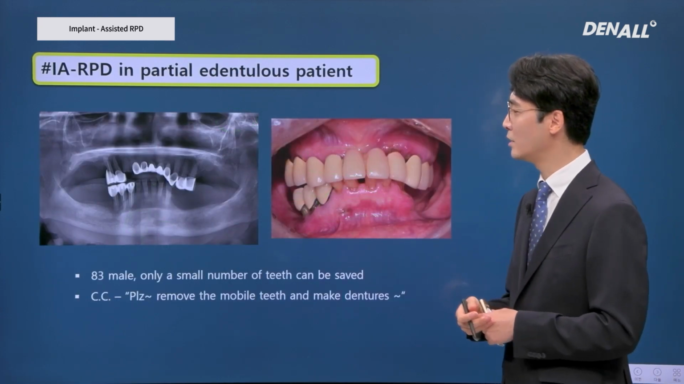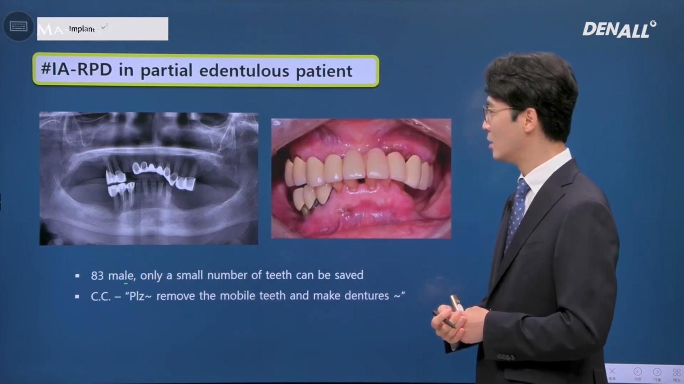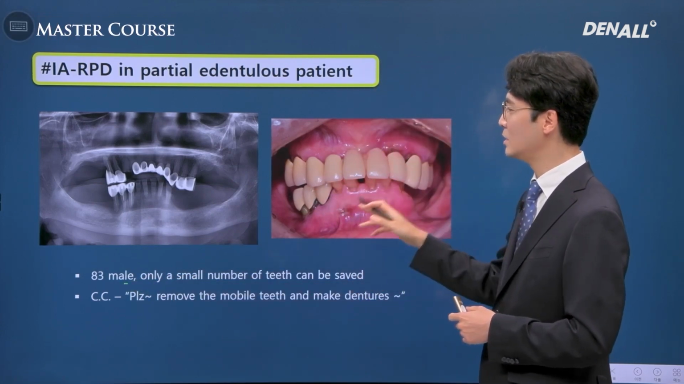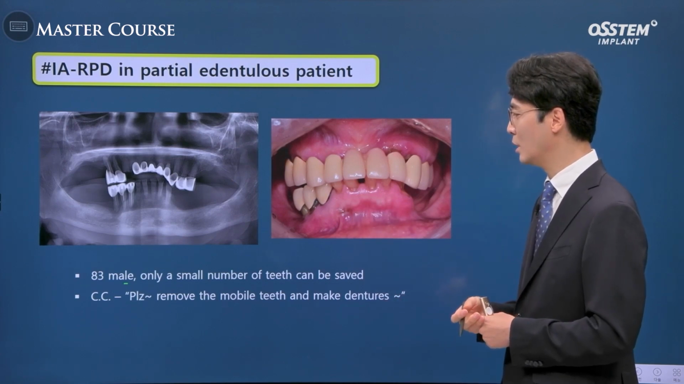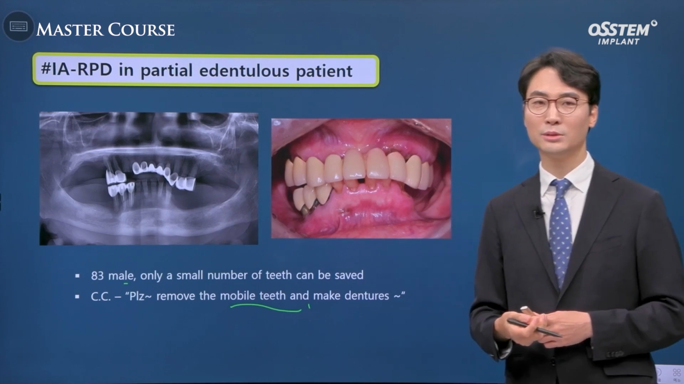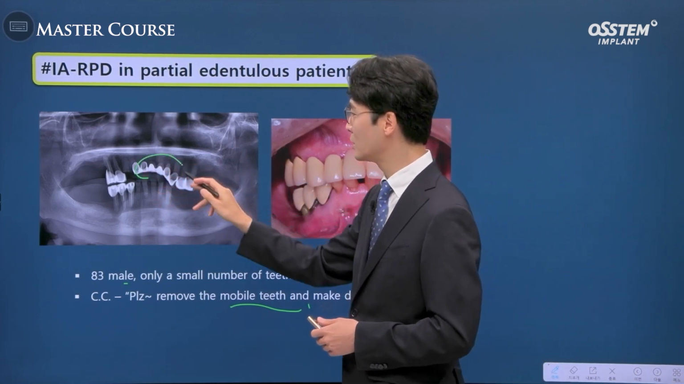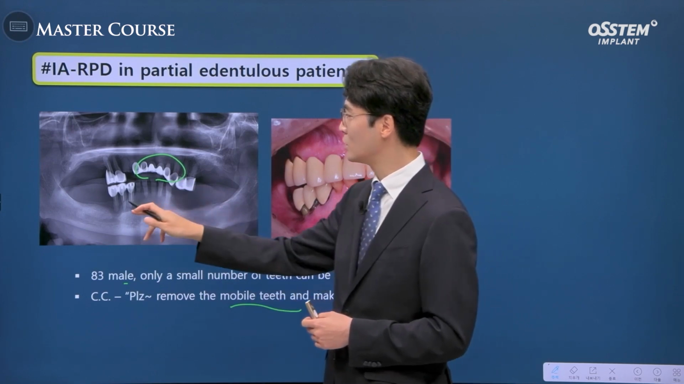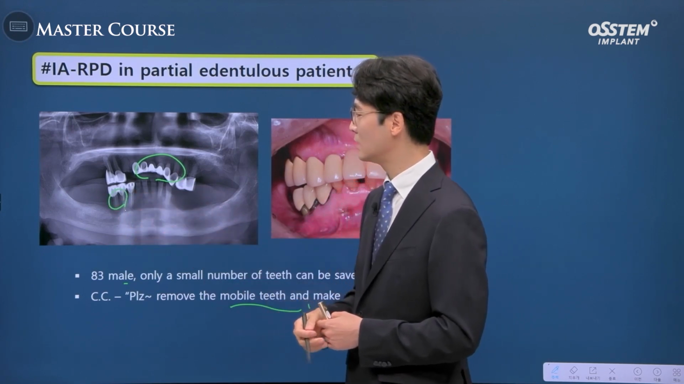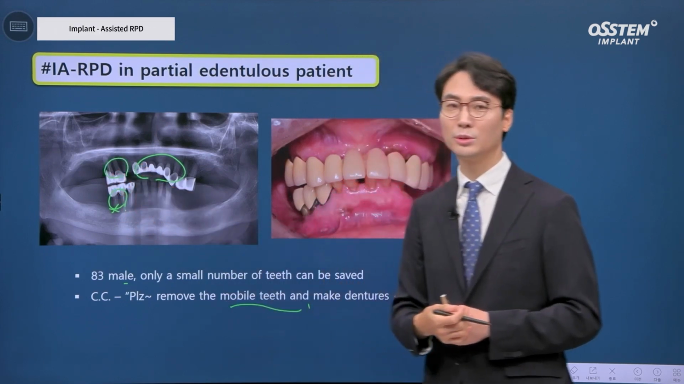Let's look at another case. This is 83-year-old male patient. The patient's chief complaint was that there was a lot of mobility in his teeth, and the patient wanted new dentures. The patient wanted mobile teeth to be extracted. As you can see, the prosthesis in the anterior area was very mobile. The teeth in the posterior area required extraction due to poor perio condition.